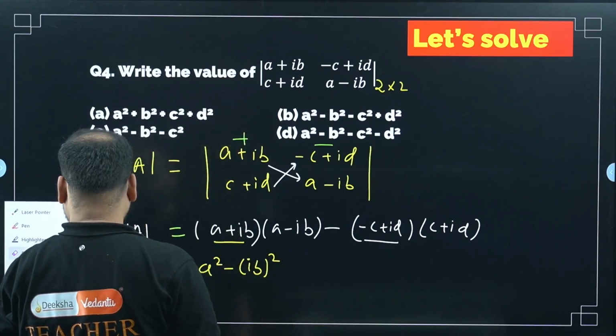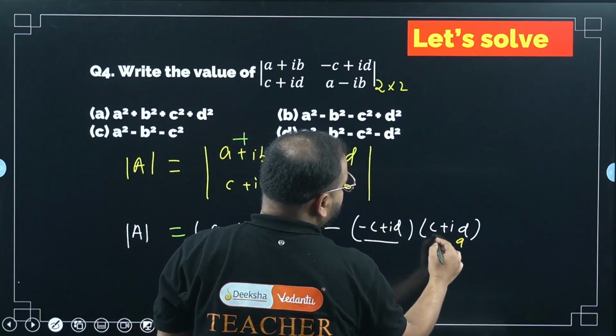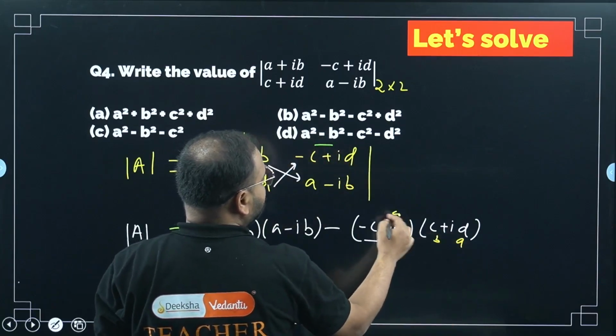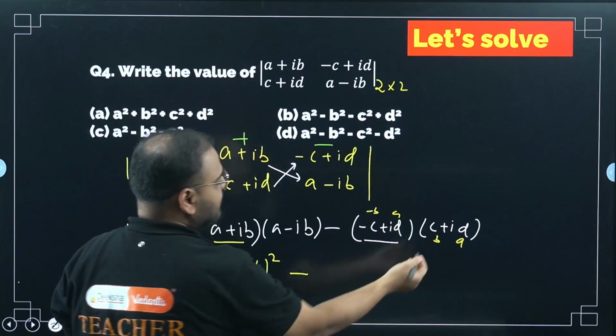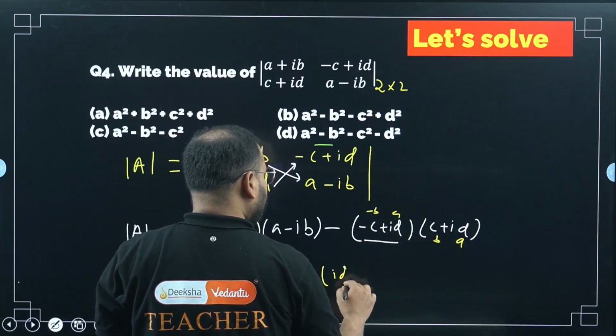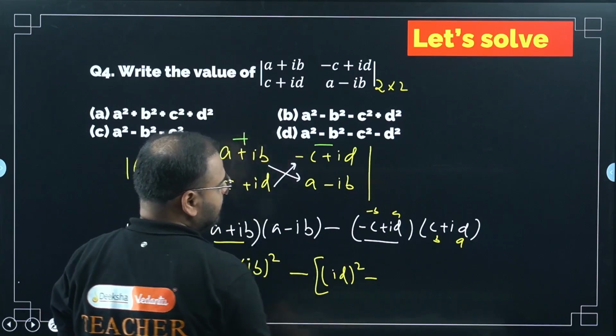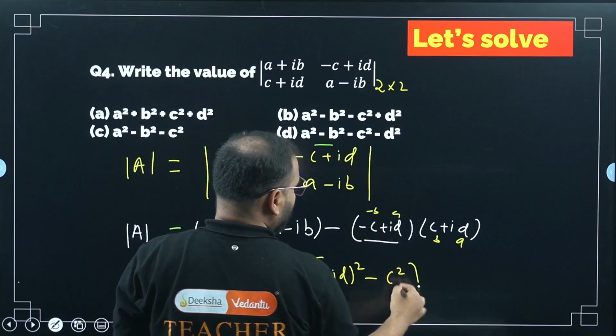Okay, makes my life easier. So I can take this as a also, no? A plus b, and this is a minus b, correct? Then I will take this as what? I will take this a square minus b square. So this will be id the whole square, okay, minus c square. I hope you understand that.